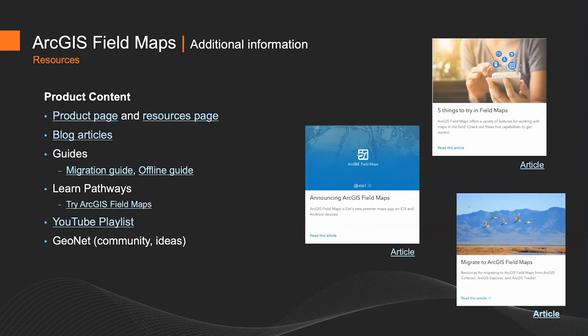So if you're migrating from an existing app like Collector, and you want to see a detailed comparison of Collector to Field Maps, that migration guide is a downloadable PDF that you can grab. If you want to know all the ins and outs of the offline capabilities, you can look there. And then we've been having a lot of fun with YouTube. We've been putting together a playlist and highlighting individual features. And we're going to expand upon that quite considerably in the next little while.